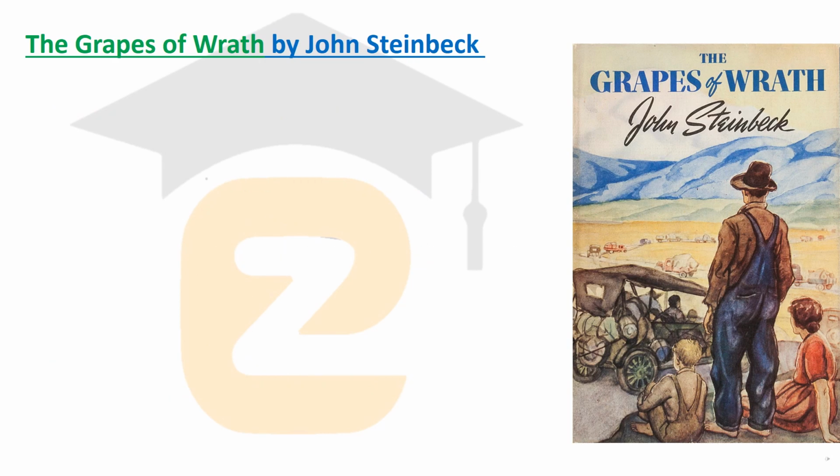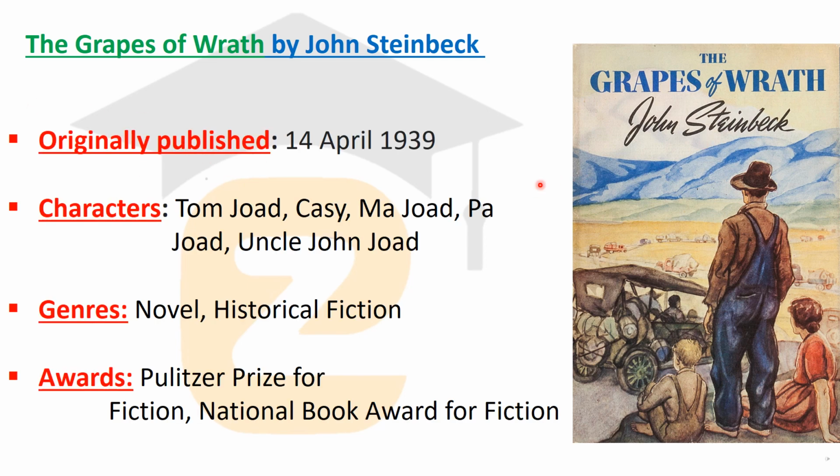Next important novel of English literature we have The Grapes of Wrath, written by John Steinbeck, and this is the picture of the novel, the front cover. And we have the publication date of this novel by John Steinbeck. It's 14 April 1939. Important characters in this novel are Tom Joad, Casy, Ma Joad, Pa Joad, Uncle John Joad. These are the important characters involved in this novel.